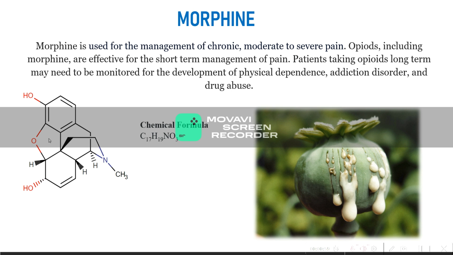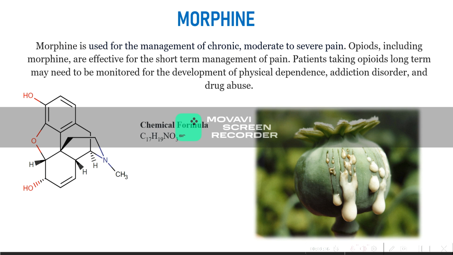The first drug under the narcotics is called morphine. Morphine is mainly derived from the opiate analgesics. Opium is the fruit of the poppy seed, and it is used as an analgesic as well as a sedative and narcotic drug. Morphine is used for the management of chronic, moderate to severe pain. Opioids, including morphine, are effective for the short-term management of pain.